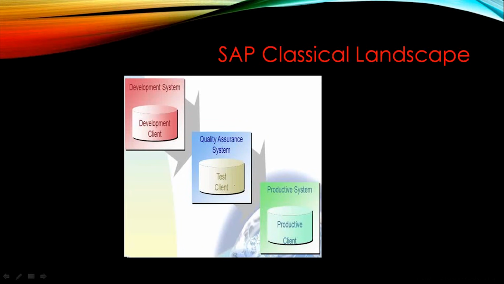Same thing, as you can see here. So here you have the development client or the development server. Any changes done here will be sent to the testing client. When you're happy here that everything is fine, then we'll send it to the live system or production system.